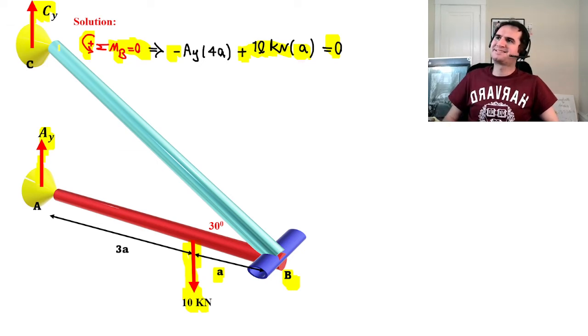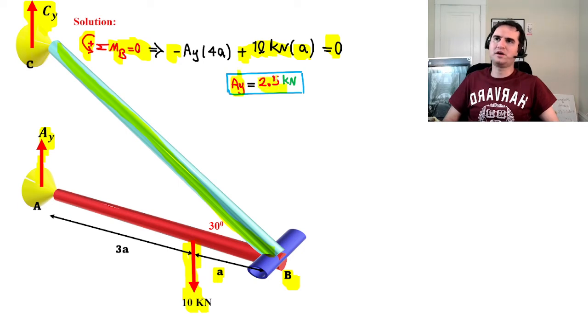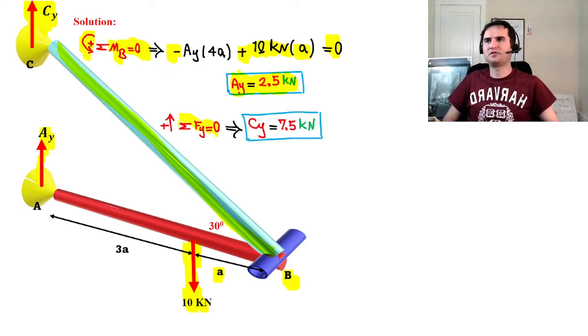Because C just passes through point B, we don't care about any of the components. So the force C just passes through B, so that can be ignored. And in that sense, it just says AY is 2.5 kilonewton. If AY is 2.5, the summation of forces in y direction says Cy should be 7.5, which would cancel out the 10 kilonewtons here, the external load.